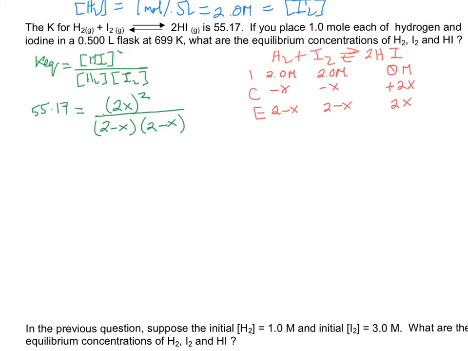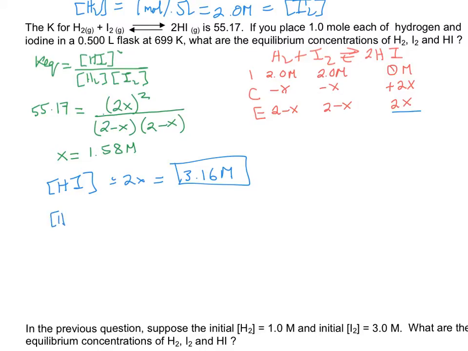Okay, so hopefully you plugged it in. I got that X is equal to 1.58, and this is a concentration, so molarity, molar. My question was asking for the equilibrium concentration for all species. So the concentration for HI at equilibrium is 2X. So 2 times 1.58 is 3.16 molar.